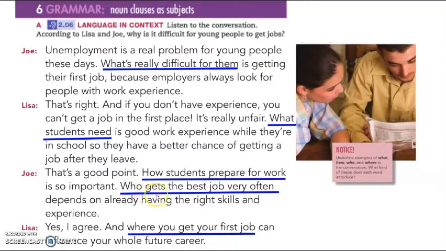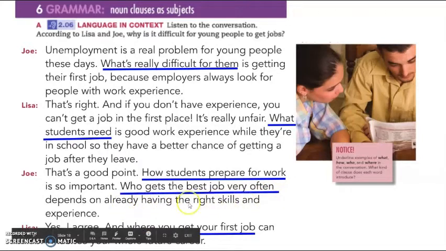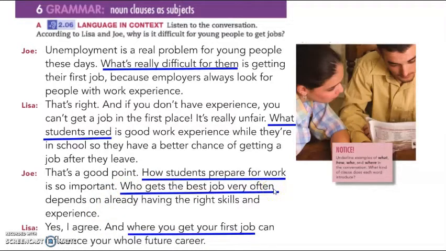In the same way we have who gets the best job very often depends on already having the right skills and experience. So we have a long sentence, but this first part is the noun clause acting as subject. And finally we have where you get your first job can influence your whole future career. In here we are also using a noun clause as a subject because where you get your first job is the subject of the whole sentence, connected by the verb can. So who is making the action of can influence your whole future career? Where you get your first job. That is the function of the noun clauses as subjects.